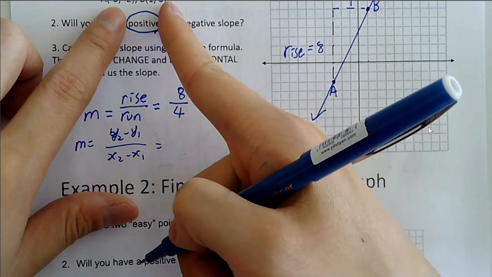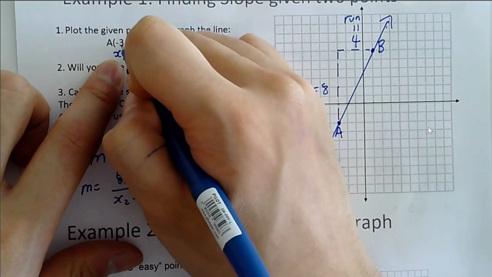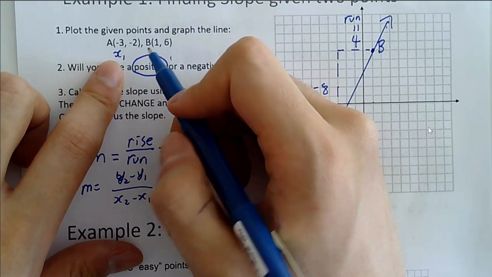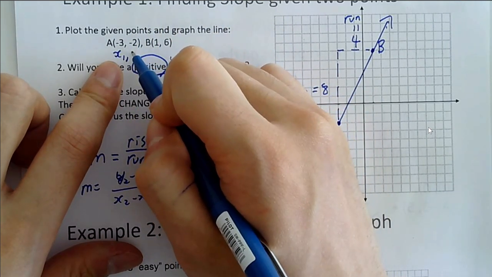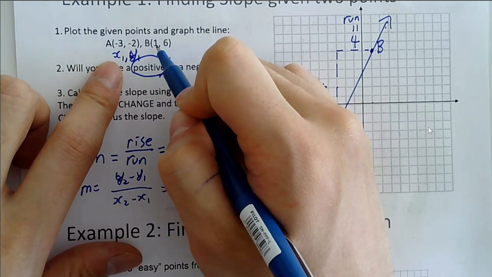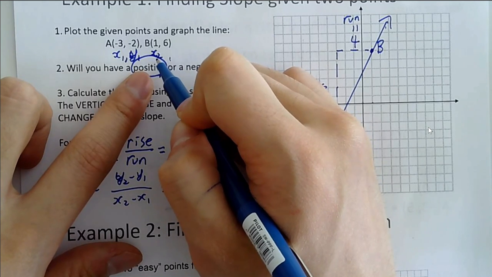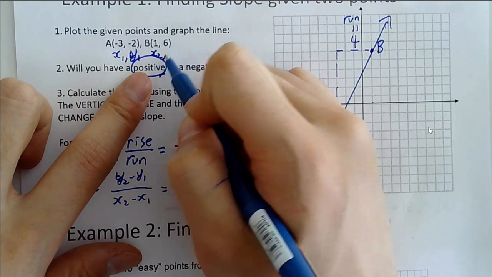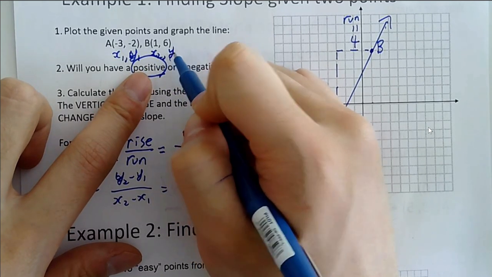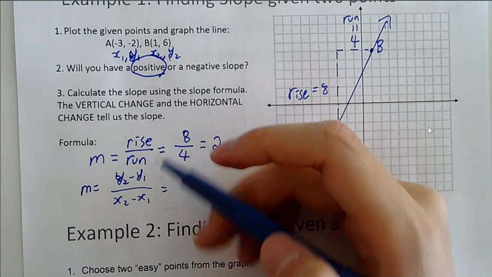So my two given points, the first one will be negative 3 as the x1, negative 2 will be the y1, and then this 1 will be the x2 because it's the x coordinate of the second point, and my 6 will be the y2. Then I just simply have to plug this into the formula.